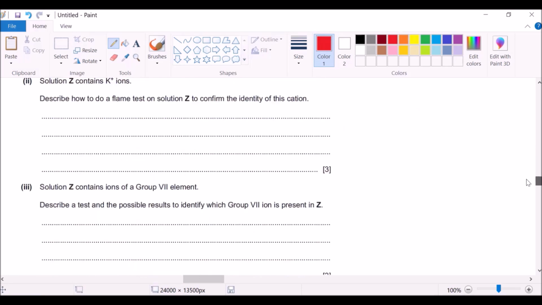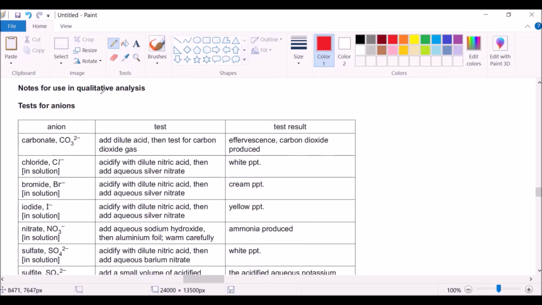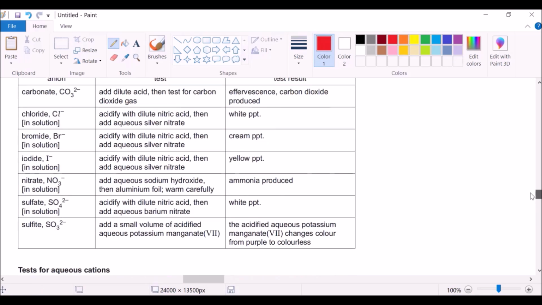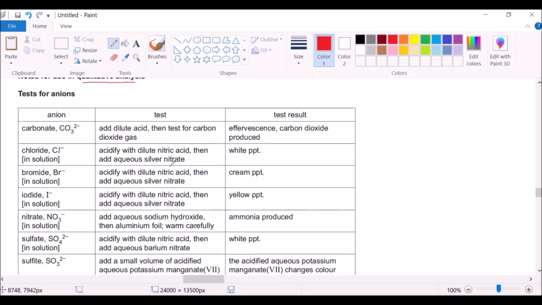So we go to our notes in qualitative analysis, which is the last 2 pages of our exam paper, and go to the anion section and search which one will give a white precipitate with barium nitrate. So this is our negative ion for the acid, since it gives a white precipitate with barium nitrate. So we must learn to use these tables.